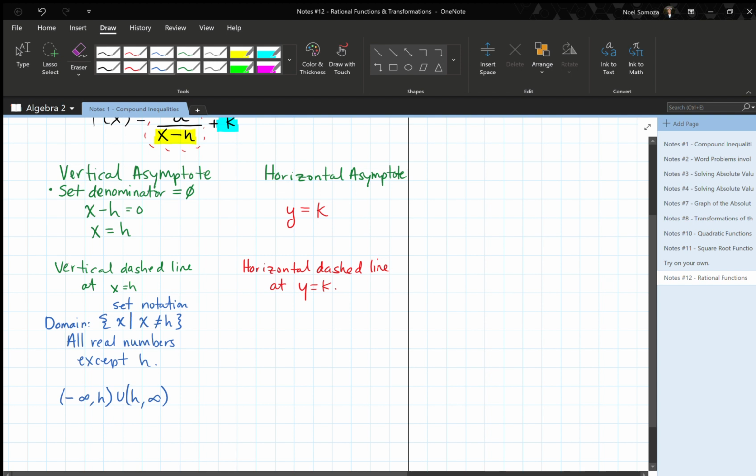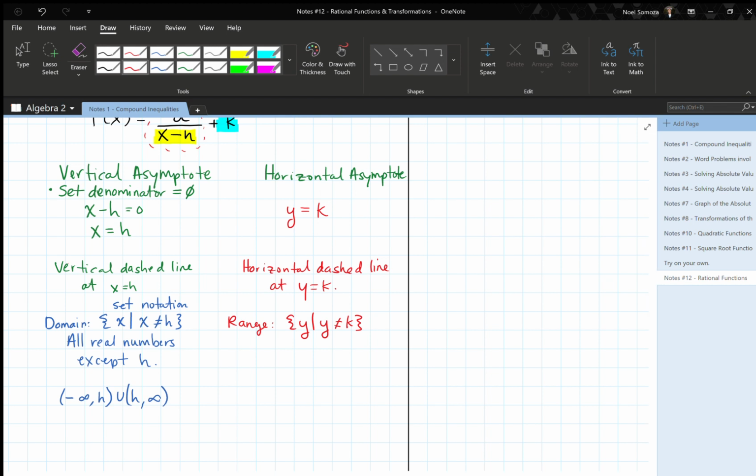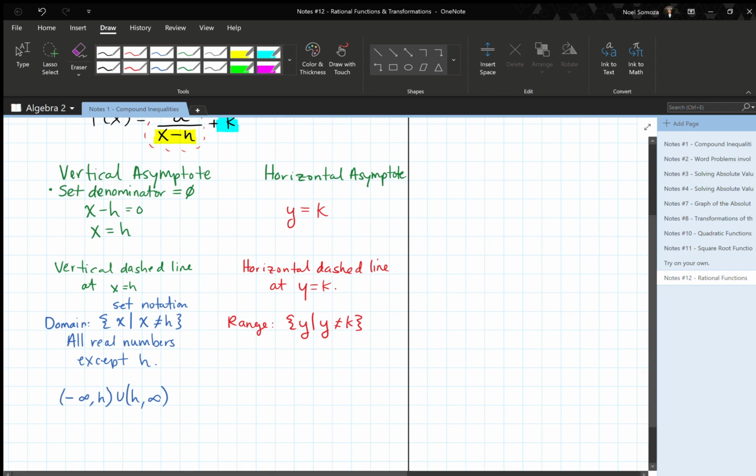All right, now let's talk range. With range, it's the same idea. In this case, we're looking at all of the possible y values, the set of all y values, such that y does not equal k. So there's a little bit of a pattern here. The value for h is what becomes your vertical asymptote, but that's the one number that cannot be part of the domain. For your range, k is where you draw your horizontal asymptote, but it's the one number that's not allowed to be part of the range.